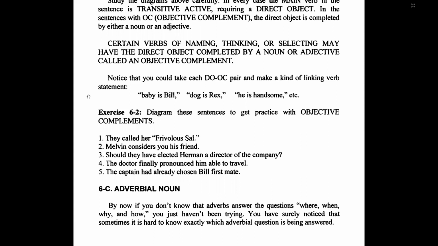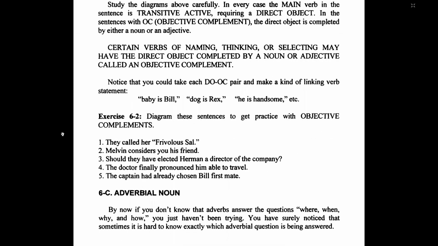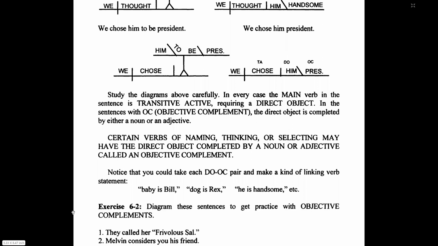So these are pretty simple. You're just putting the objective complement next to the direct object on its own little section, and you mark over it OC. Simple, right? And that's why, if you see where she puts the slanted line here, she does that because it's like saying baby is Bill, dog is Rex, he is handsome. So it's like saying is, so you put the slanted line like in an intransitive linking verb.